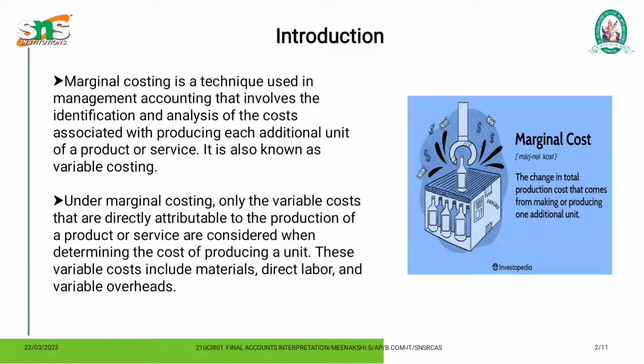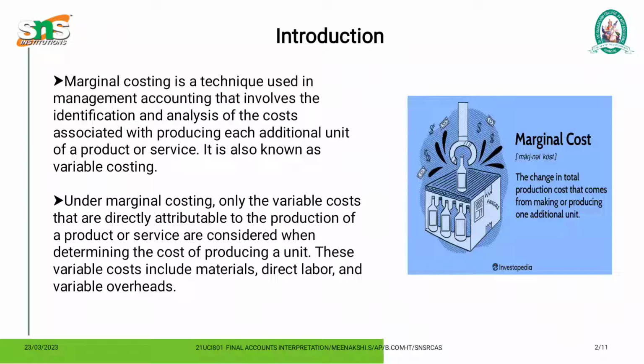Before going to learn about the significance, we have to get some idea about what do you mean by marginal cost. Marginal cost is nothing but the overall change that happens in the total production cost that comes from making or producing one additional unit. Take it for example, if the manufacturer produces product X of 100 units at the rate of 20 rupees, the total production cost will be 100 into 20, 2000 rupees.